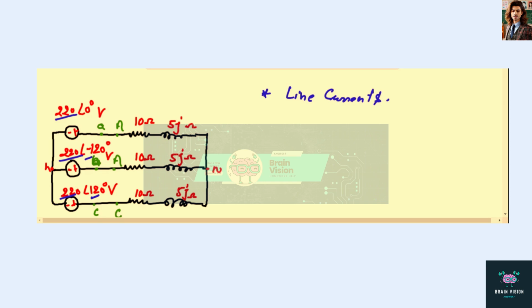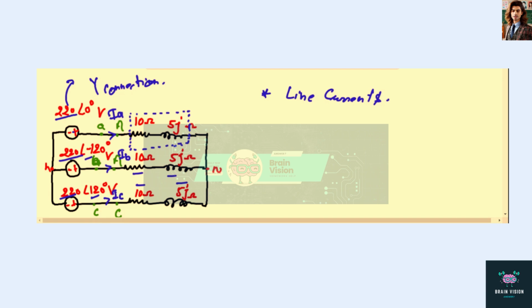What you can see is the sources are connected in a balanced Y connection. Similarly, if you look at the load, the impedance in each branch is the same, so the loads are also connected in a balanced Y connection. Let's suppose this is the line current we have to find out, and this is IA, this is IB, and this is IC.